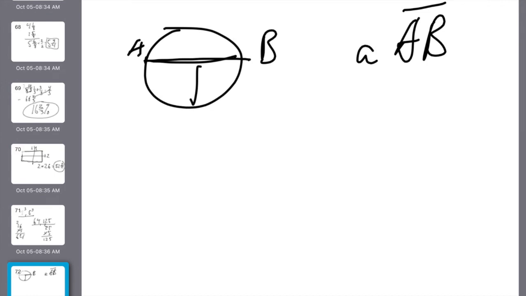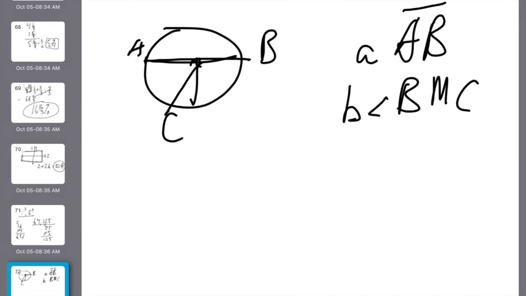It's a segment. B says, which central angle appears to be obtuse? So obtuse is coming out of the edge. So it's going from B, hitting the middle, which is M, and it's going down over here to C. So this is angle BMC.